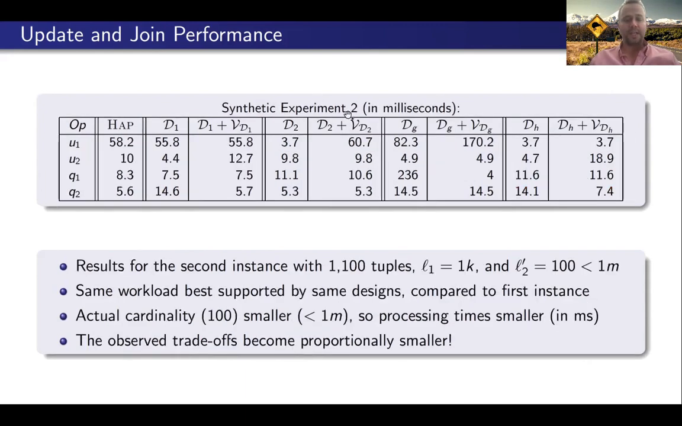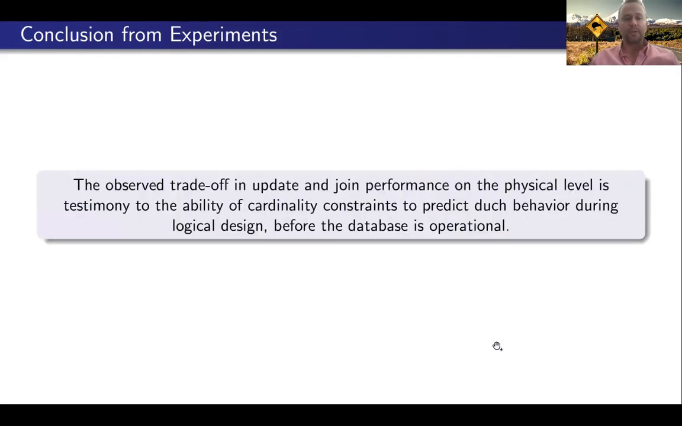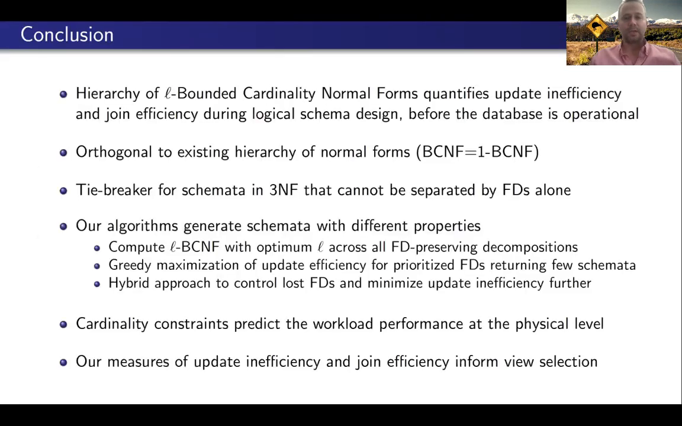When we change the settings slightly and have only 1,100 tuples with 1K and 100 redundancy, which is much smaller than the allowed 1 million, then the same workloads are best supported by the same designs compared to the first instance, but the actual cardinality is smaller, so the processing times are much smaller as well. Note that these are milliseconds in here. So the observed trade-off actually becomes proportionally smaller. So the observed trade-off in update and join performance on the physical level is essentially testimony to the ability of cardinality constraints to predict such behavior during logical design before the database is actually operational.